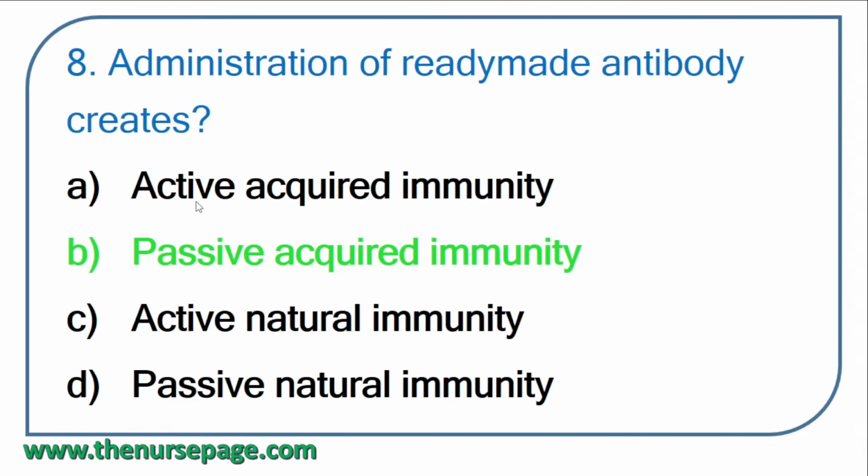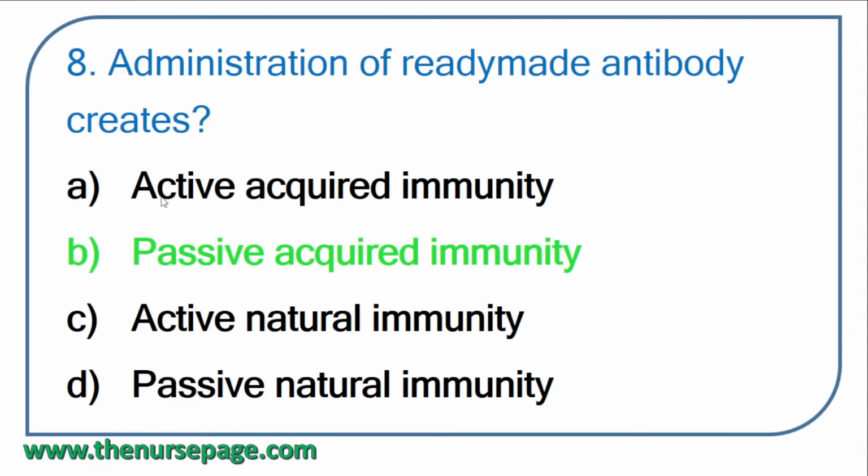Active acquired immunity is similar to active natural immunity. Active acquired immunity we can make from vaccines, live attenuated vaccines or killed vaccines. When administering these killed or live attenuated vaccines, the body actively makes antibodies against it, and the body has immunity against that particular disease. In that case, it is known as active acquired immunity. If it is obtained after exposure to a clinical or subclinical infection, then it is called active natural immunity.